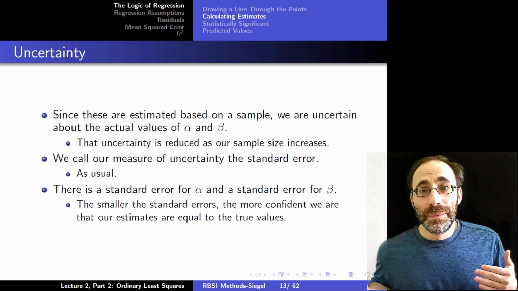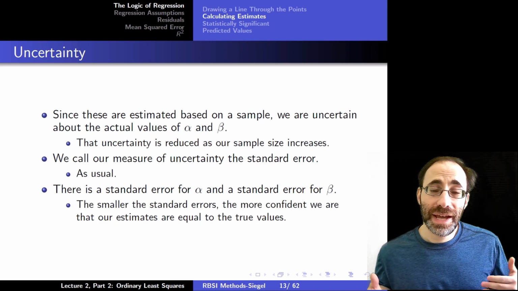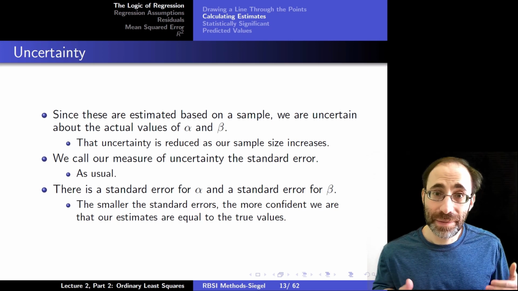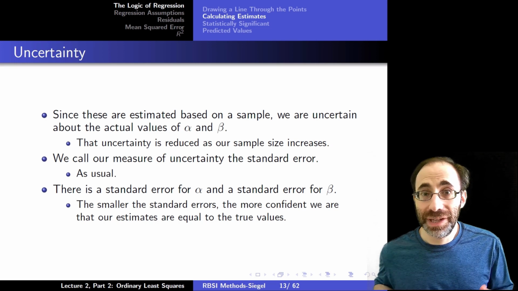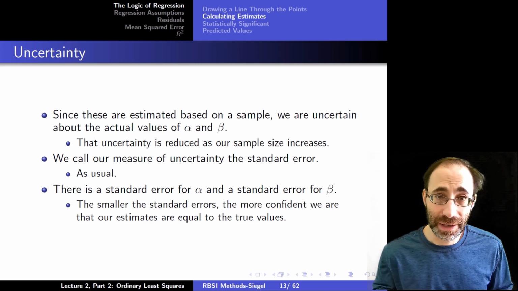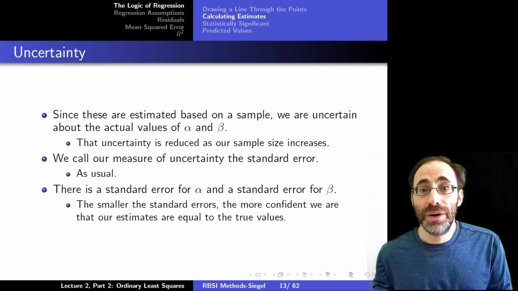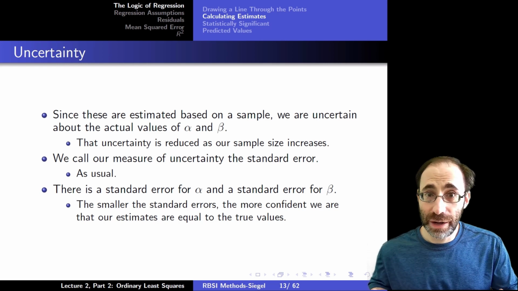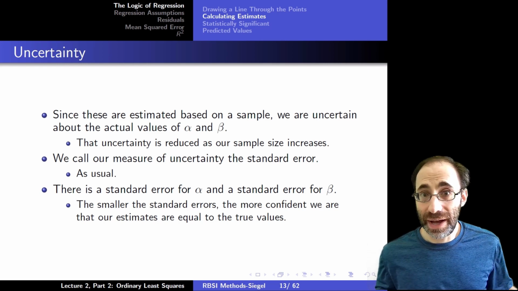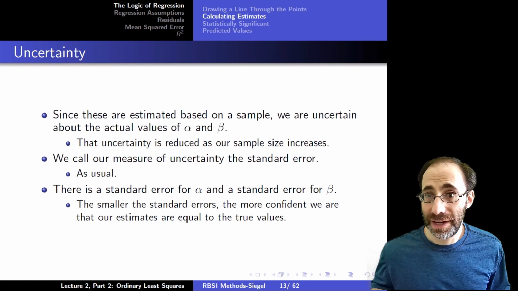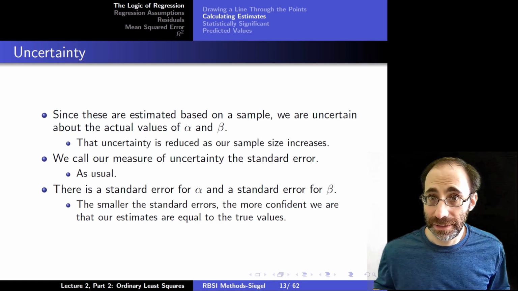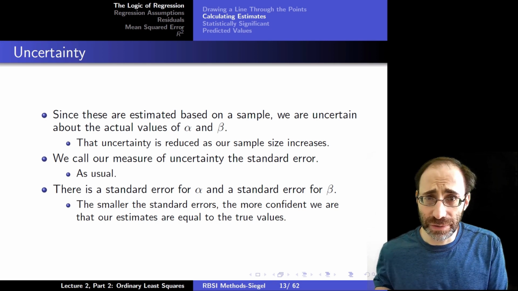Because we're basing these estimates on a sample from the whole population, we're going to be uncertain about the actual true values of alpha and beta. Note, we are assuming there's an underlying true model of the world in which the dependent variable y equals alpha plus beta times the independent variable x. That is assumed to be true.